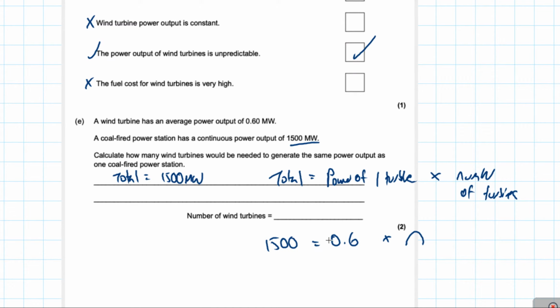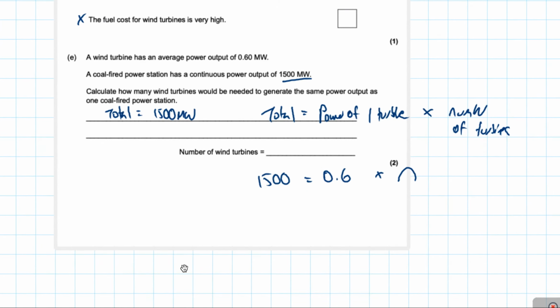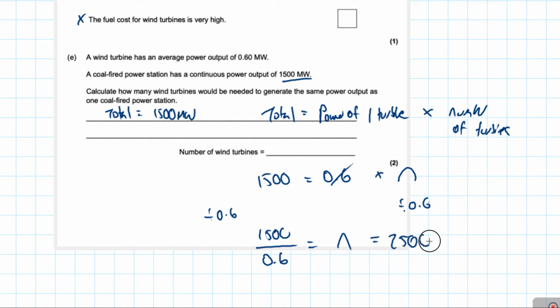So here we can rearrange the equation. We can divide both sides by 0.6. So we get 1,500 divided by 0.6, and then on the right hand side these will cancel, so you're just left with n. Plugging that into your equation, you get 2,500 wind turbines, and that's your answer to part E.